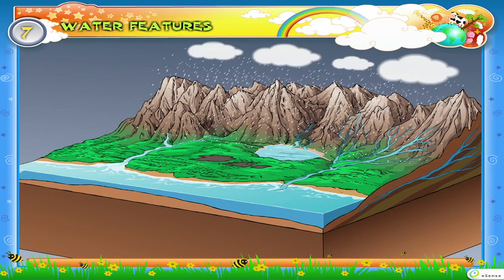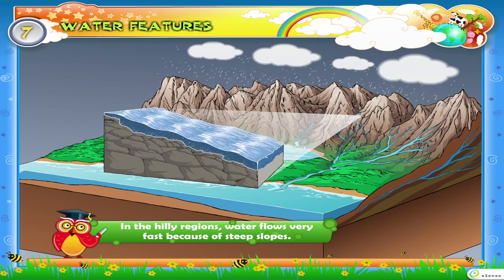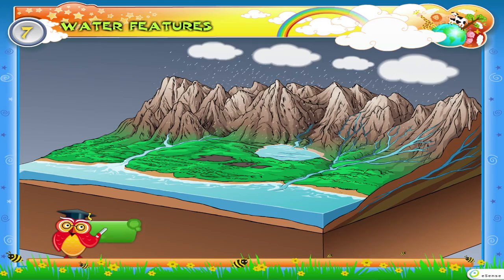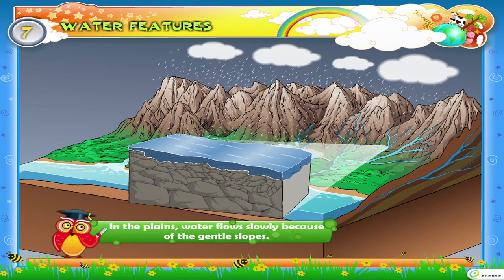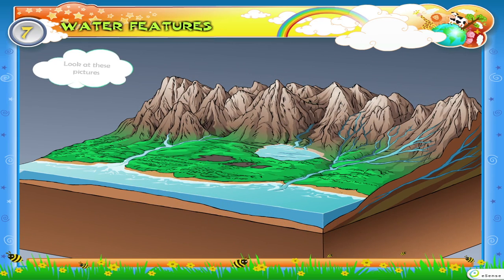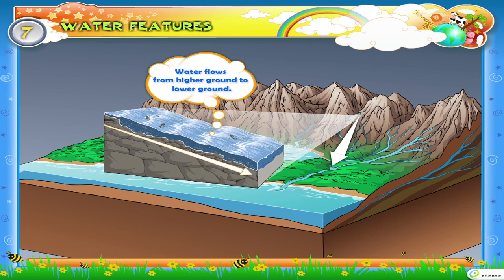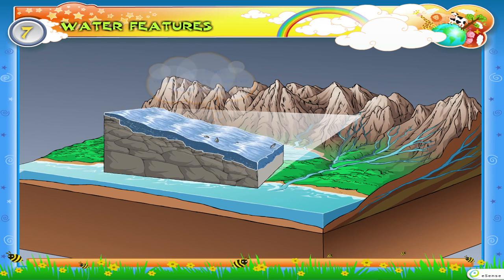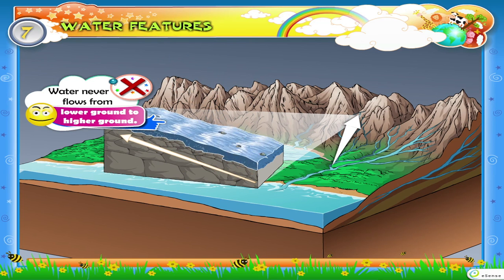During the rainy season, it rains over the hilly regions and the plains. In the hilly regions, water flows very fast because of steep slopes. In the plains, water flows slowly because of the gentle slopes. If you look at these pictures carefully, you will understand that water flows from higher ground to lower ground. Water never flows from lower ground to higher ground.